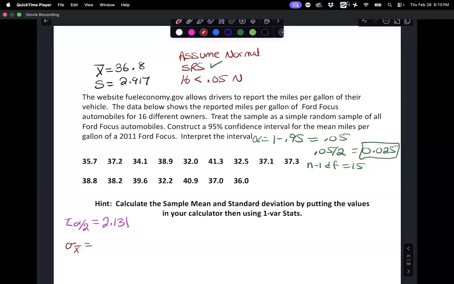Let's go ahead and calculate that. Remember, you do not use n minus 1 for your standard deviation. Use the 16. Do not use n minus 1.